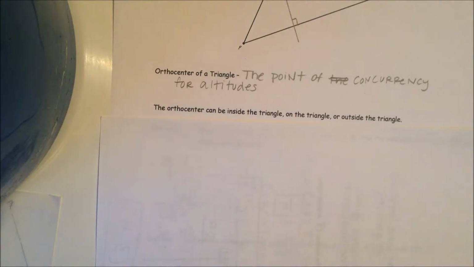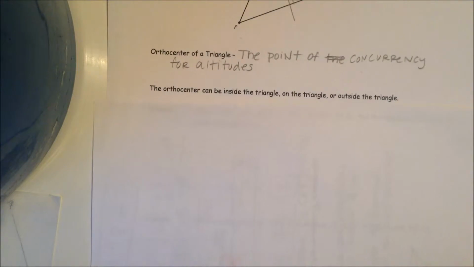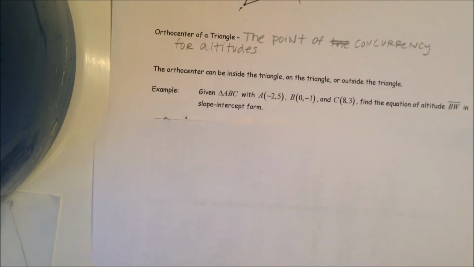So the orthocenter can be inside the triangle, on the triangle, or even outside the triangle, which I was just kind of talking about. So let's look at our first example. So anytime I find altitudes, I'm obviously going to have to find a slope of a line and then find something perpendicular to that, because perpendicular means crossing a 90-degree angle, and it means a negative reciprocal slope.